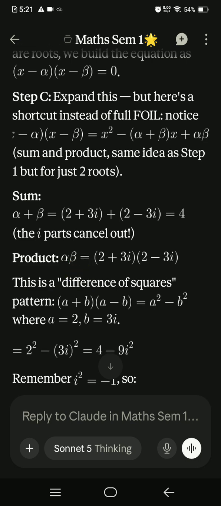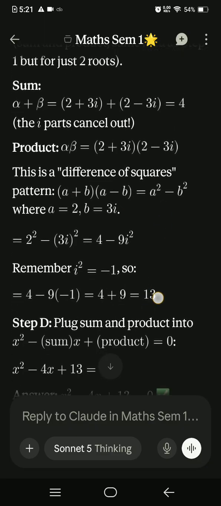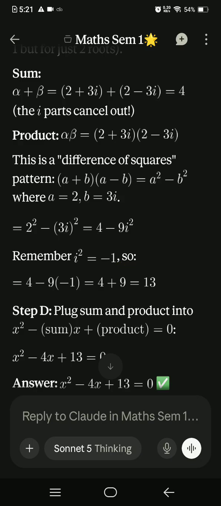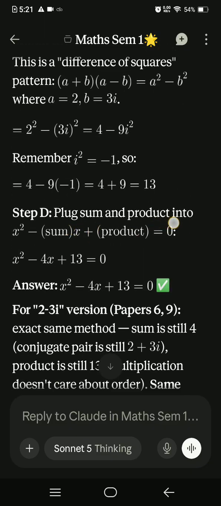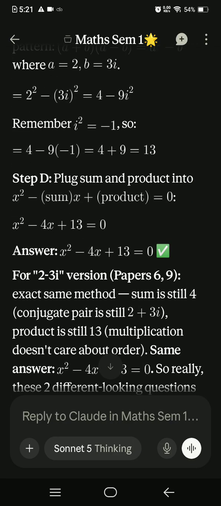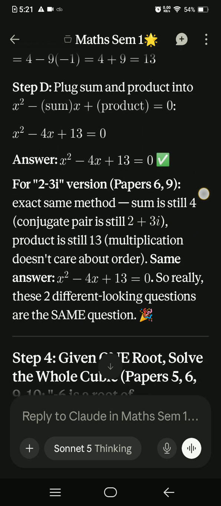This is a difference of squares, so a plus b times a minus b is a square minus b square, so this would be 2 square minus 3i square equals this thing. So remember, iota square, i square is just minus 1. So this is minus 1 times minus 9, which is plus 9. So 9 plus 4, 13. Plug sum and product into our equation that we had. Into this equation, we get our polynomial.